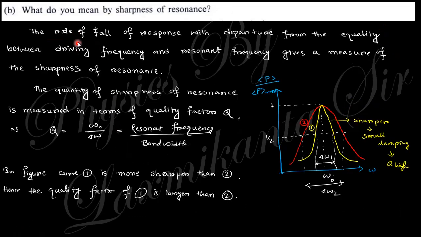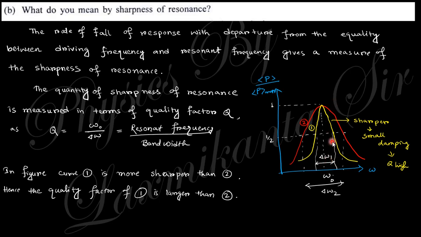Next question: what do you mean by sharpness of resonance? In an LCR circuit or this type of circuit, the power varies with frequency like that. If the nature of the curve is like that, that is the bandwidth is very low, then at a particular frequency its power will be maximum.